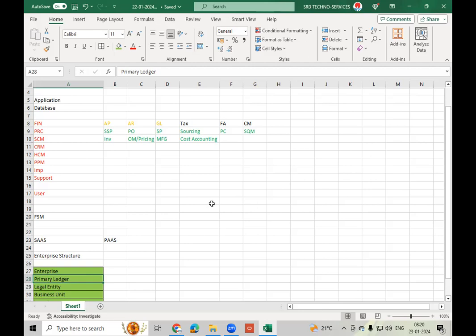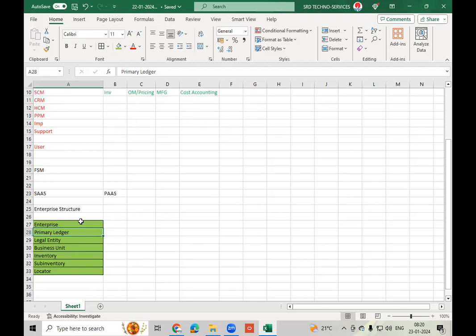So department and division, yes, that is also part of the enterprise structure only, but it is not mandatory. Configuring every implementation's division and department is not mandatory. This division and department will be maintained in HCM, human capital management.